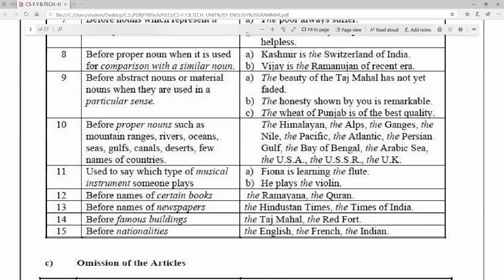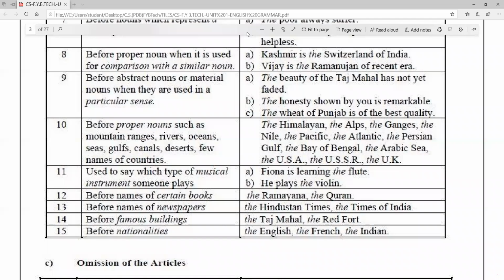So mountain ranges, rivers like Ganga, Sindhu, okay. These are famous rivers, or these are the longest rivers in the Asian continent. So before the names of these rivers we use article the: the Ganga, the Sindhu. Oceans means samudra, mahasagar. For example, Atlantic Ocean, Arctic Ocean, Pacific Ocean. Before names of these oceans we use article the.